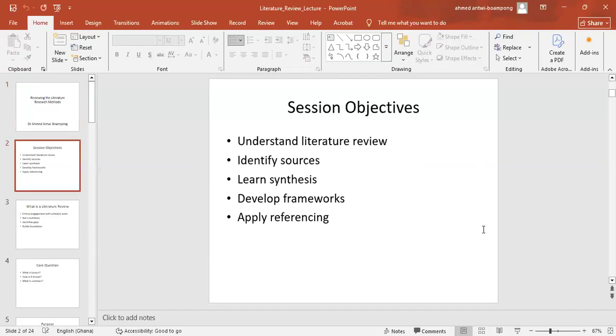Okay. So our session today's objectives will be to understand literature review, to identify the sources of literature, to learn how to synthesize literature, to develop frameworks, and then to also apply referencing.